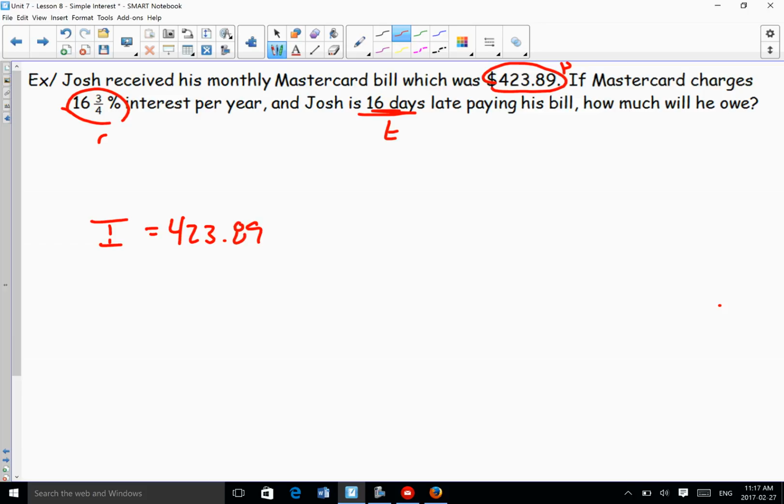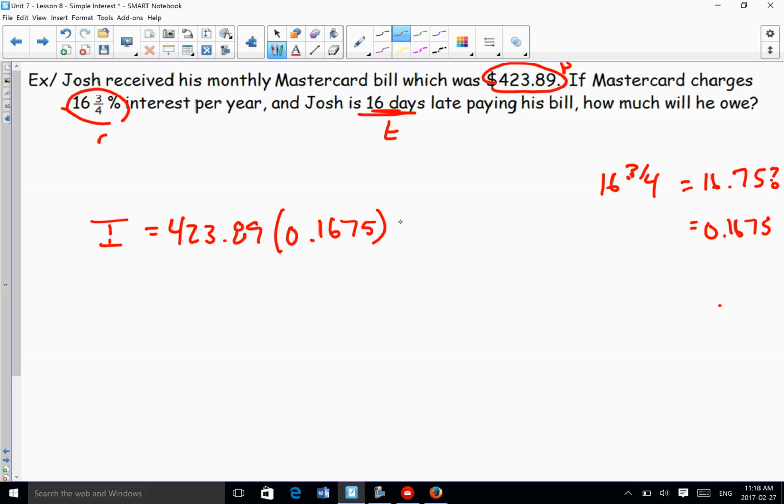Our rate has to be converted from a percent to a decimal. So we have 16 3/4, which is really 16.75. Now that has a decimal in it, but it's still a percent. To completely convert it, we have to move that decimal 2 spots to the left. So our rate is 0.1675. Just because a percent has a decimal in it doesn't mean it's a decimal number. It can't be a percent anymore.